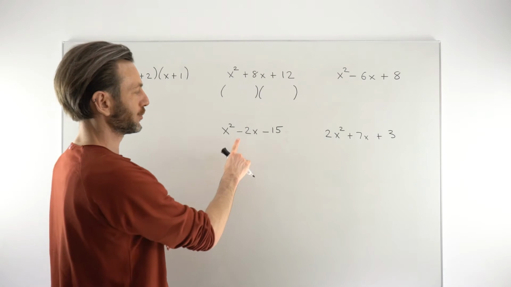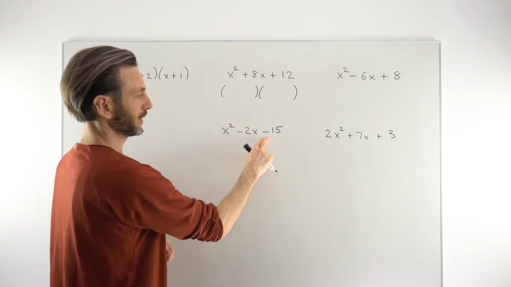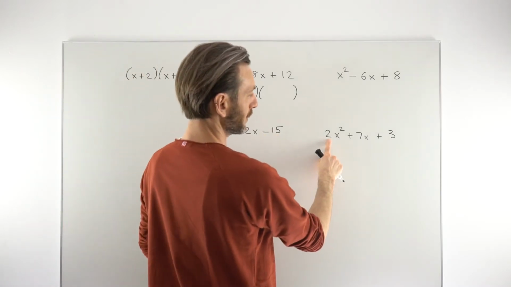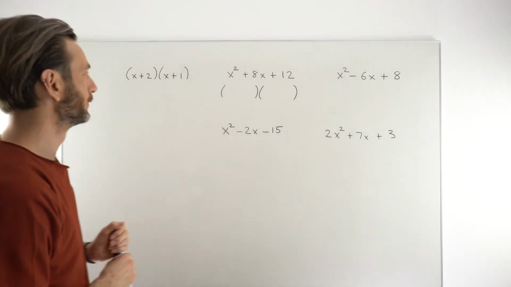The format changes a lot. You could have different combinations of plus and minus, different types of number on the end. If you've got a number in front of the x squared, that makes it more difficult. So there are a few different levels to work through.